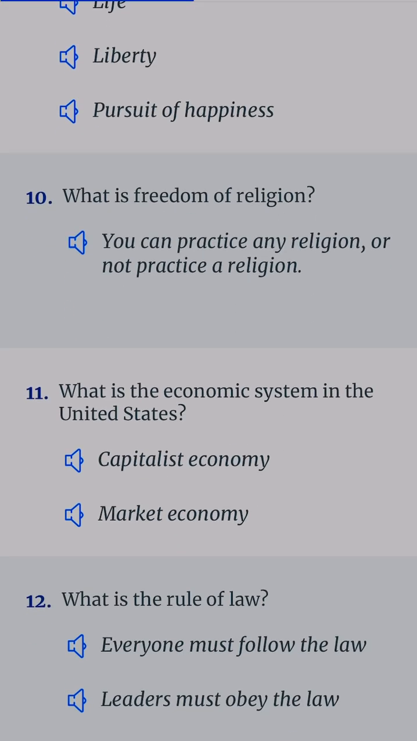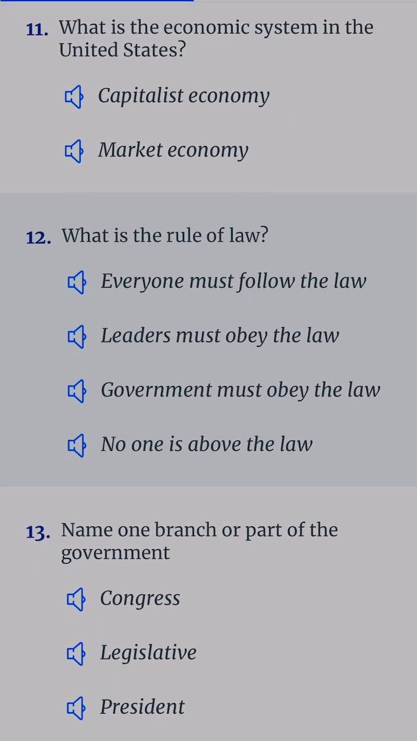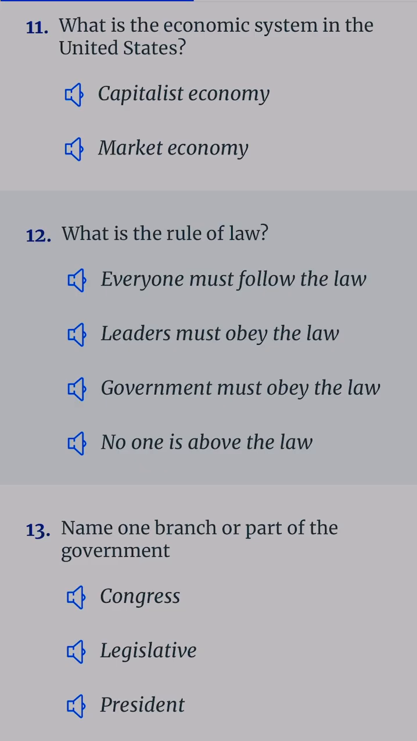What is freedom of religion? You can practice any religion or not practice a religion. What is the economic system of the United States? Capitalist economy. Market economy. What is the rule of law? Everyone must follow the law. Leaders must obey the law. Government must obey the law. No one is above the law.